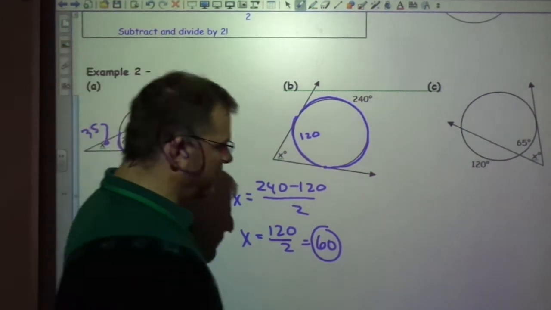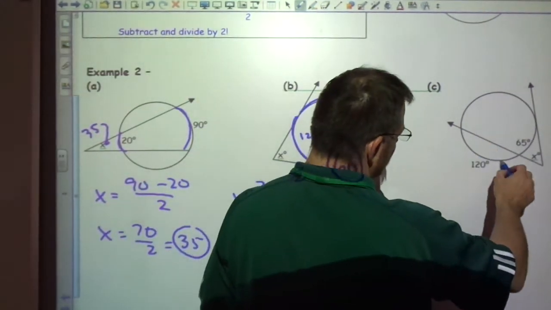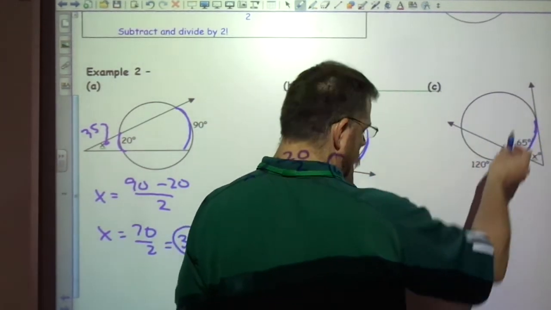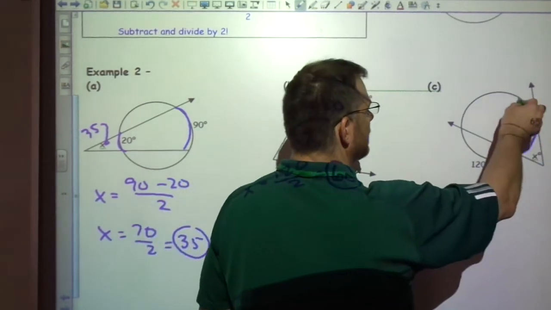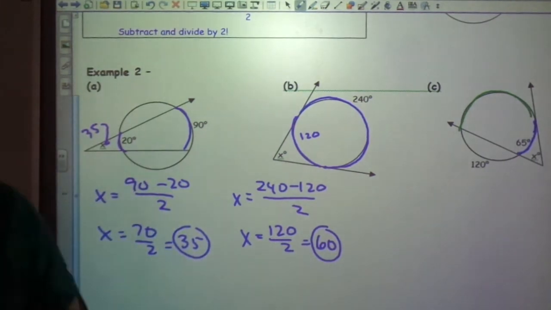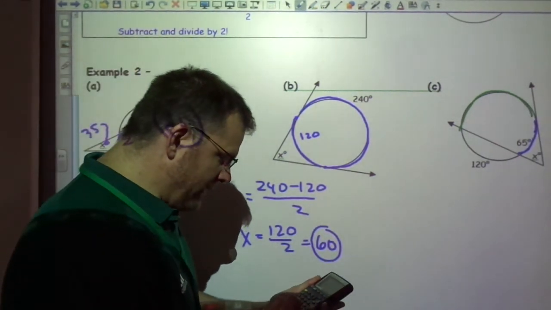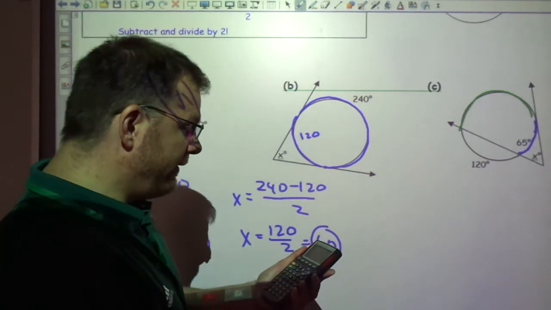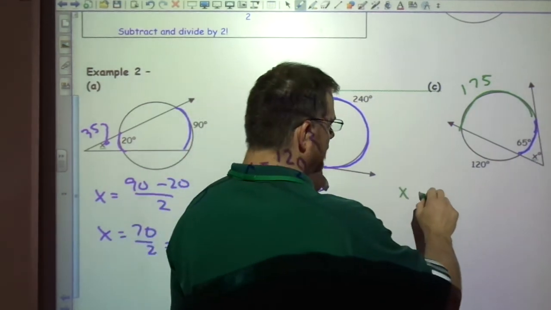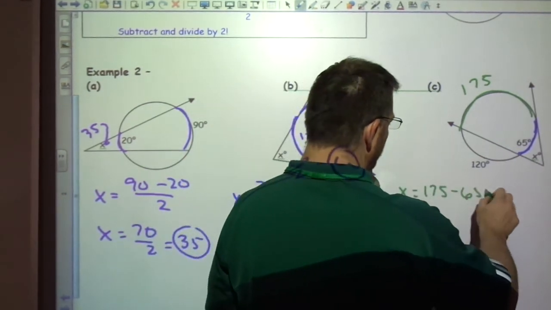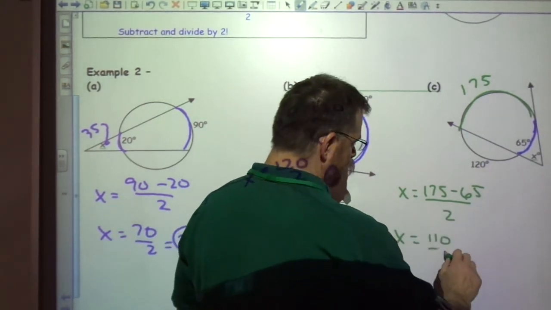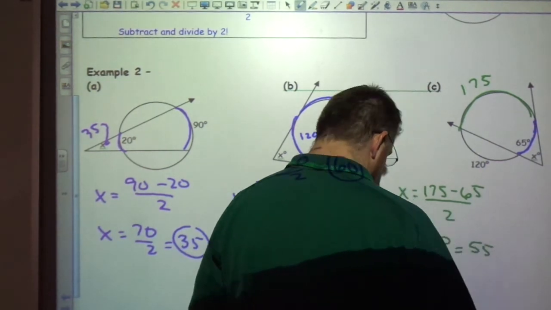Okay? And this one, the third one, they tell us this is 60 and the little is 65, and that's a tangent line here, secant line here. But what I don't know and what I need to figure out is what's the rest of this arc. Well, 120 plus 65 is 185. If I take 360 and I subtract 185, that is 175. That's what's left here. So that's my big. So I've got x equals big minus the little divided by 2. I'm guessing 110, and we get 55.